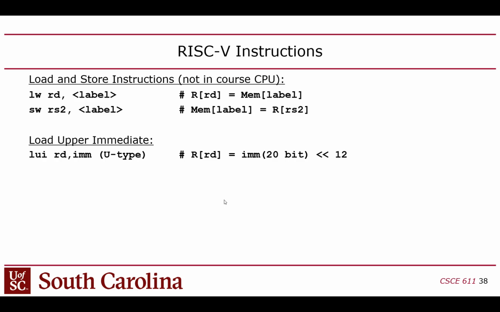And if that value is larger than what can fit in 12 bits, then you have to use a load upper immediate to initialize the upper 20 bits of the register. And then sometimes you will follow up with an addi instruction to merge in the lower 12 bits, right? So in other words, it takes two instructions to initialize a register to a 32-bit value. That's what the load upper immediate is for. It's for initializing the upper 20 bits of a register, right?